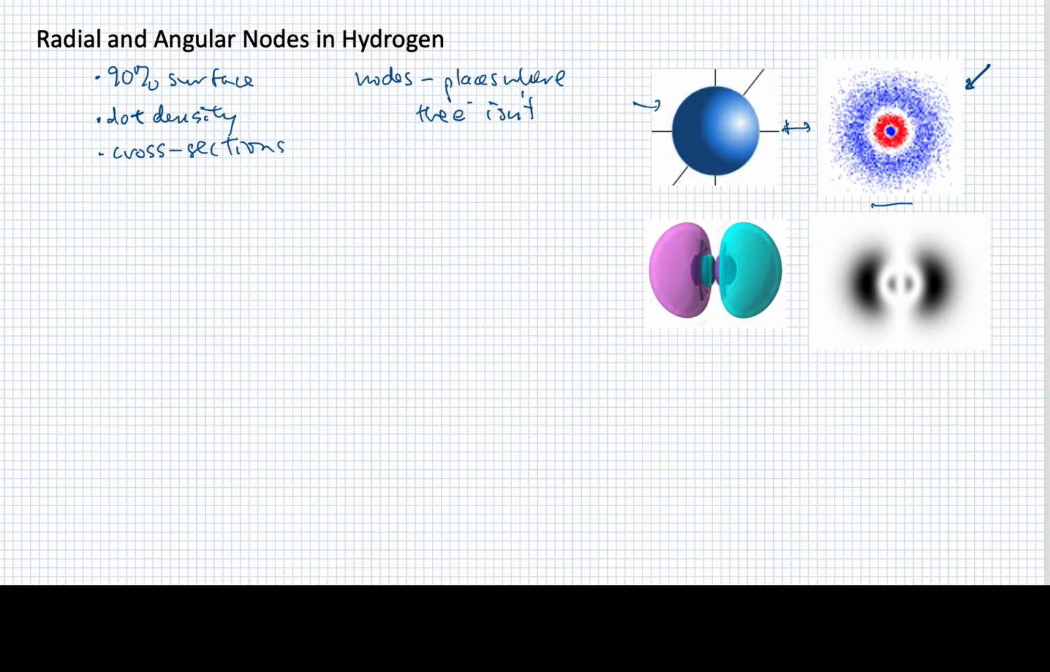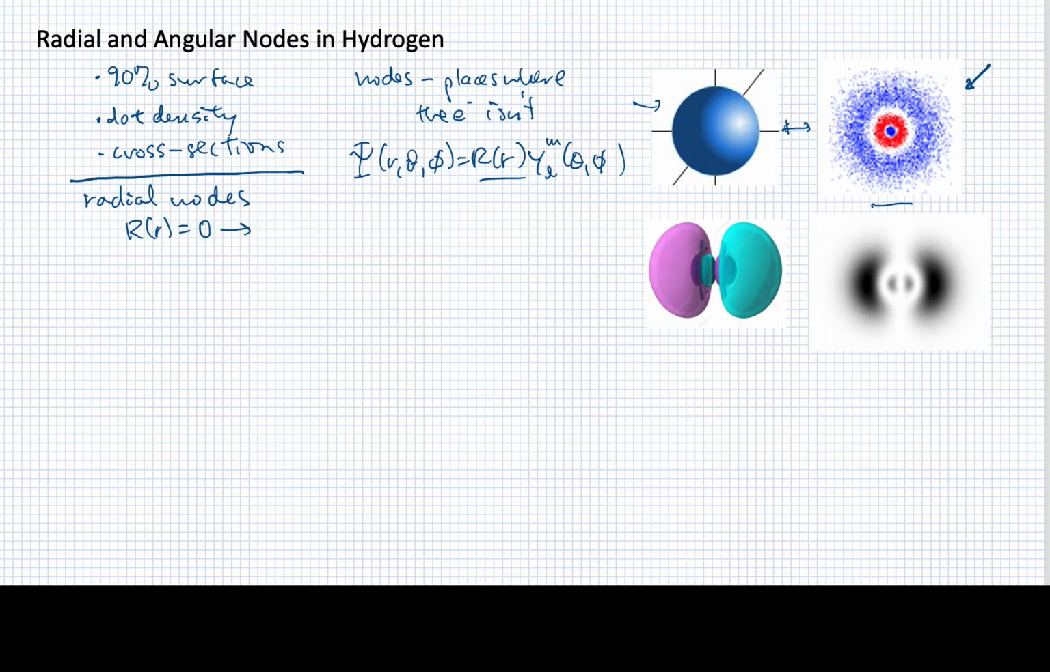Now, we can characterize these nodes in a couple of different ways, and so what we're going to typically do is distinguish between 2 types of nodes. The first of these types are radial nodes, and they arise whenever the radial part of the wave function goes to 0. So remember that the total wave function is written as a product of a radial part and an angular part. So when the radial part is equal to 0, this signifies the presence of a radial node.